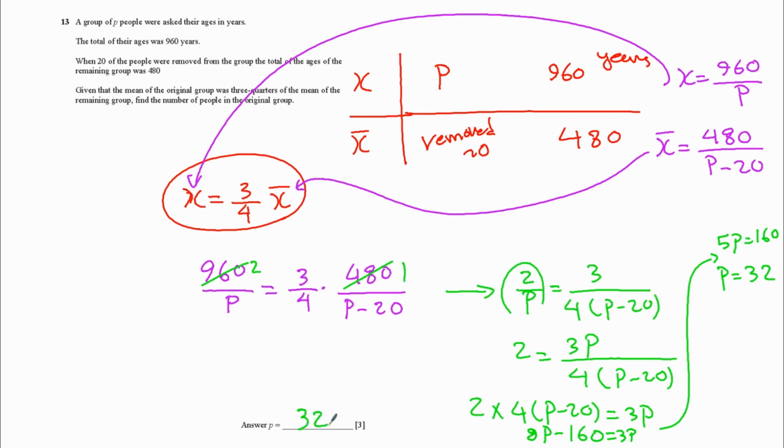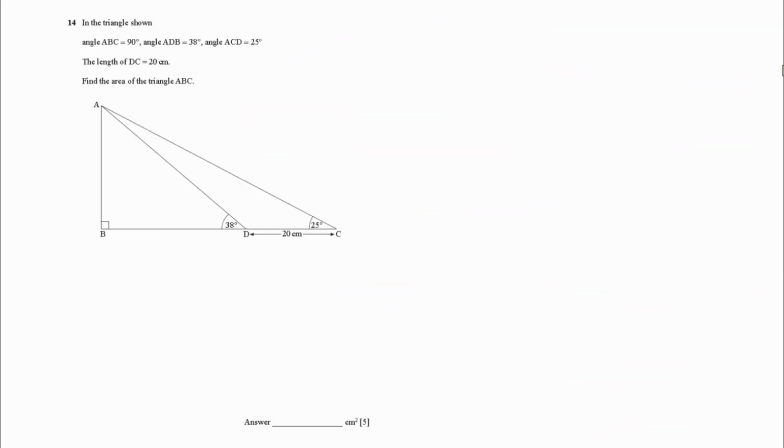Okay, we go to the next question. Again, this relates to trigonometry. In the triangle shown, angle ABC equals 90 degrees. Angle ADB is 38 degrees. Angle ACD is 25 degrees. All of this information is in the image. The length of this is 20 centimeters. Find the area of the triangle ABC.